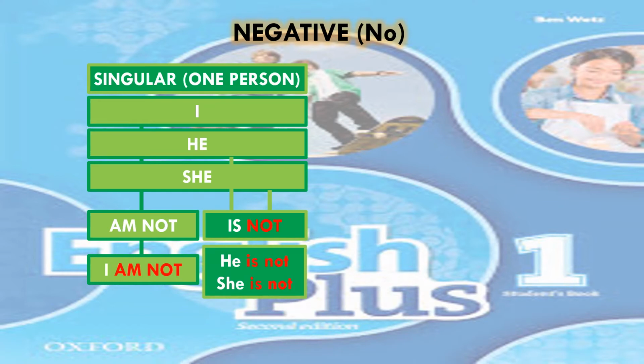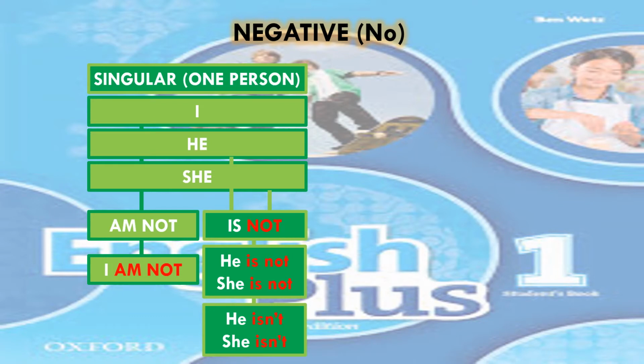Okay, for I am not, we don't have any short form, but for is not, you can also say he isn't or she isn't. Okay, this one, I, he, she. I am not. I use am not, and he, she use is not. This one is for one person.